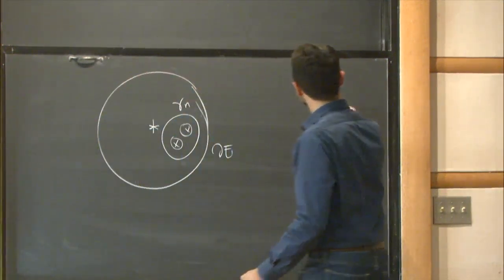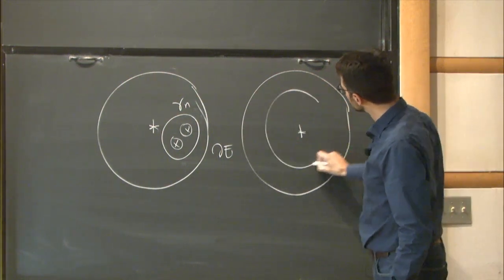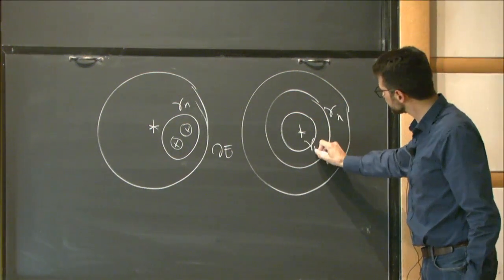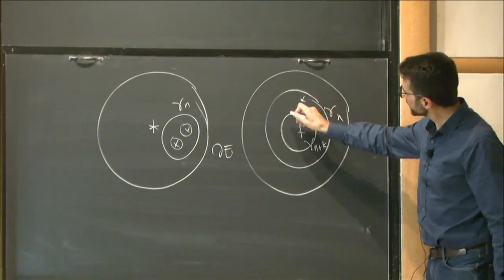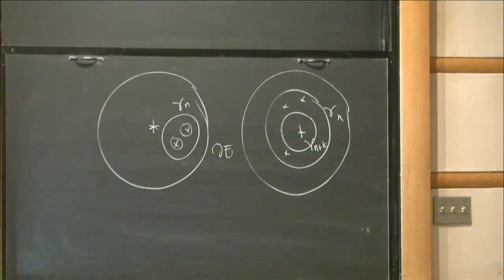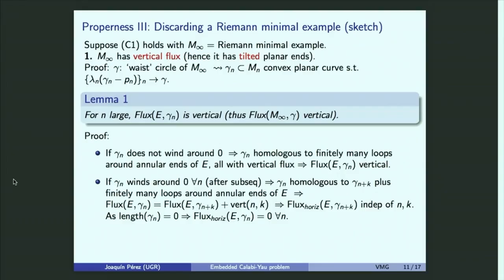And the other case, up to passing to a subsequence, I can assume that it's always this, right? It's topologically concentric. So gamma n, and say here, for instance, gamma n plus k, and so on. And here in between, I have finitely many ends. Well, in that case, I'm going to again apply the divergence theorem, and then I will know that the flux along gamma n is the same as the flux along gamma n plus k, plus the flux along all the ends that you trap in the annulus in between. But this is a vertical vector. So if you take horizontal components, you have that the horizontal component of this is equal to the horizontal component of that, right?